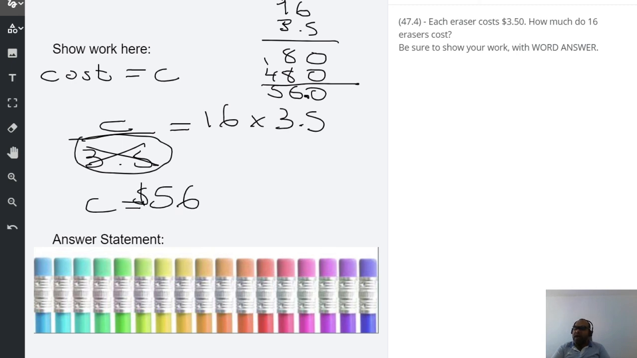Nice. Word problem. Word answer. The question is, how much do 16 erasers cost? 16 erasers. Sorry, my bad. Cost 56 bucks. Okay, guys. Here's our formative number 6.